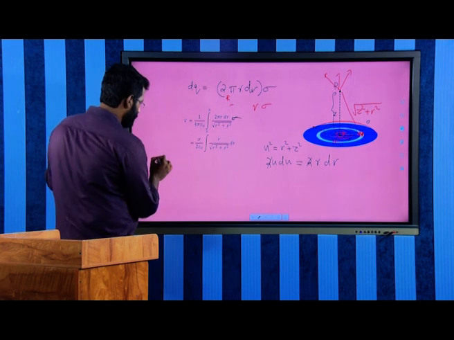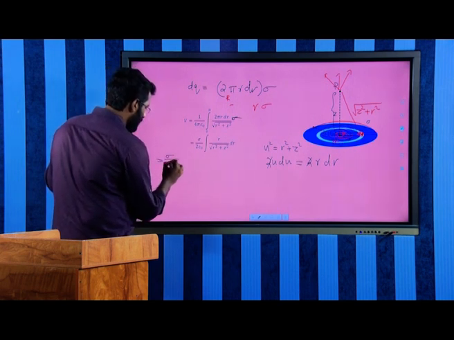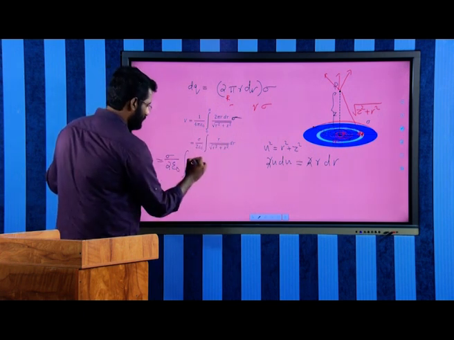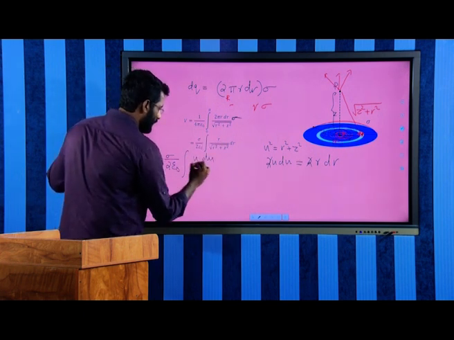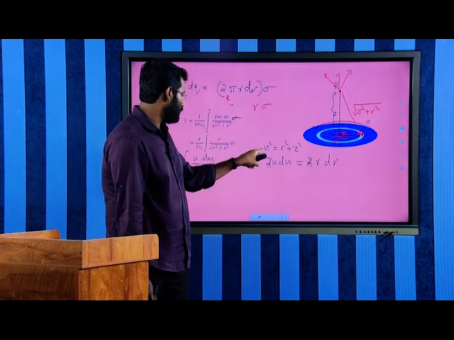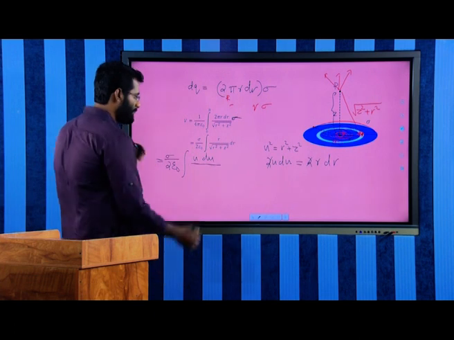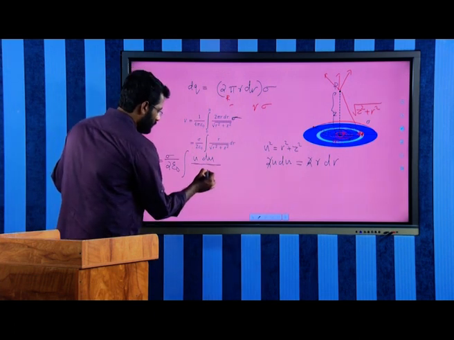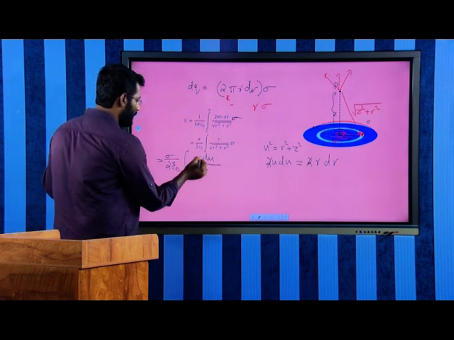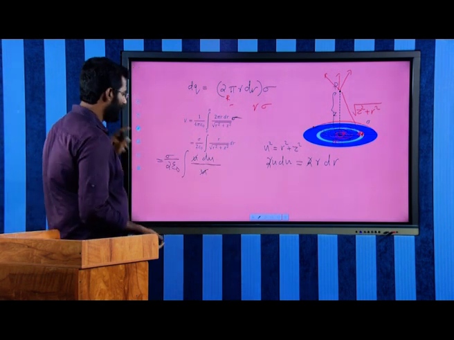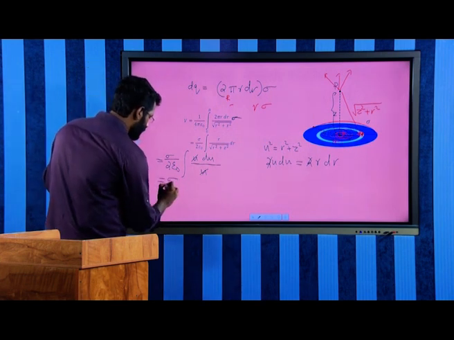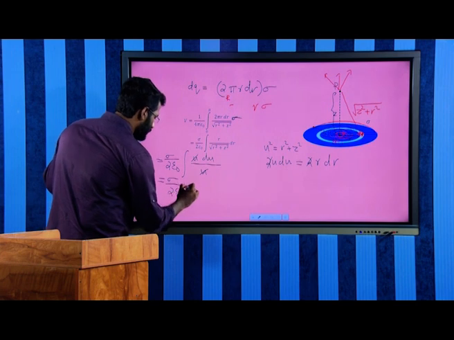So, this becomes sigma by 2 epsilon 0 integral, r dr becomes u du, divided by, instead of root of r square plus z square, we can put root of u square there. So, root of u square becomes u. So, u and u get cancelled, and finally, we get integral du. Integral du is simply u, that is sigma by 2 epsilon 0 into u.